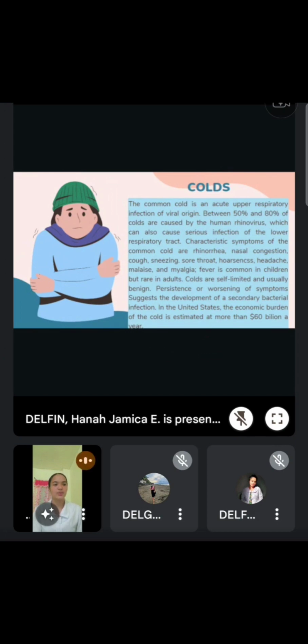Combination cold remedies frequently contain two or more of the following. First, a nasal decongestant. Second, an antitussive. Third, an analgesic. Fourth, an antihistamine. And fifth, caffeine. The purpose of the first three agents is self-evident.